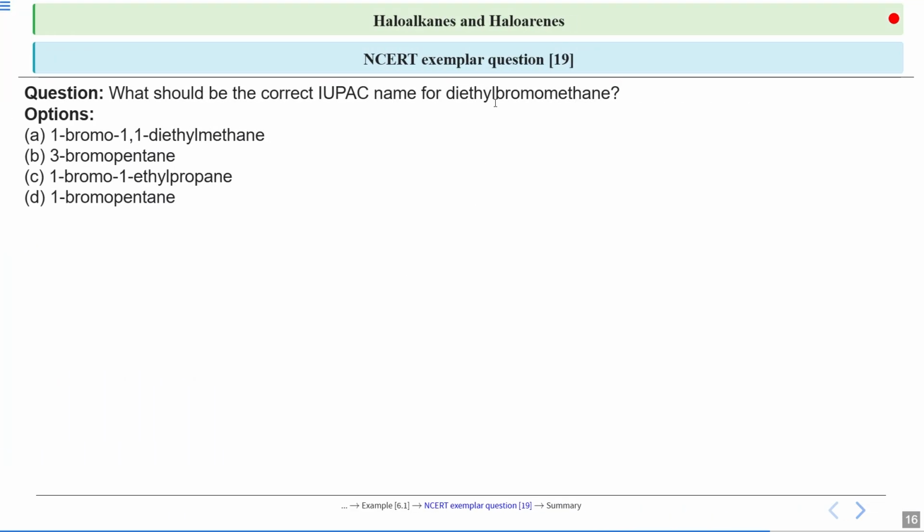Let's solve NCERT example question number 19. The question is, what should be the correct IUPAC name for diethyl bromomethane? So we have been given the name already, which you can say is a common name, but you have to tell the correct IUPAC name for this. Options are 1-bromo-1,1-diethylmethane, 3-bromopentane, 1-bromo-1-ethylpropane, or 1-bromopentane. You are given some time. Try to solve this question and then we will see the correct answer.